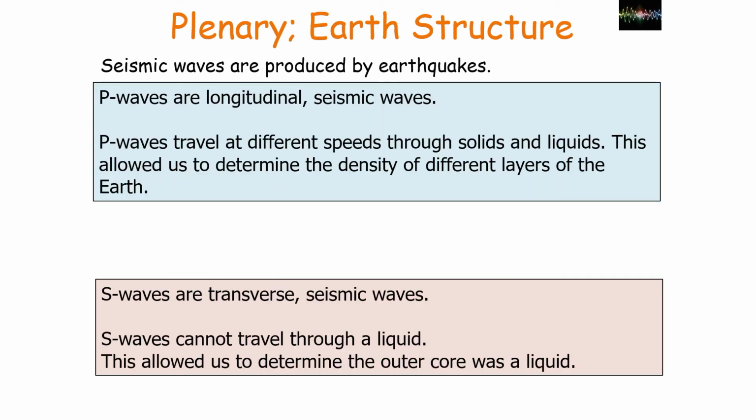So to clarify, seismic waves are produced by earthquakes. The P waves are longitudinal seismic waves, and P waves travel at different speeds through solids and liquids. This allows us to determine the density of different layers of the Earth, while S waves are transverse seismic waves. S waves cannot travel through a liquid, and they allow us to determine that the outer core was a liquid because the S waves do not travel through it.